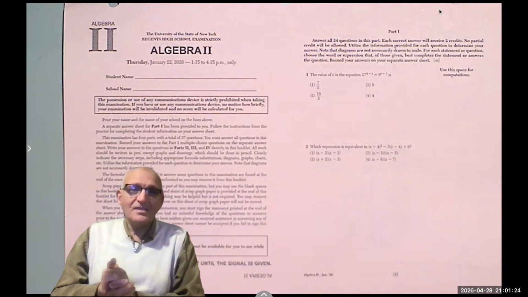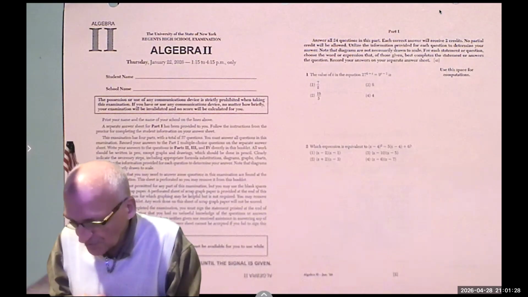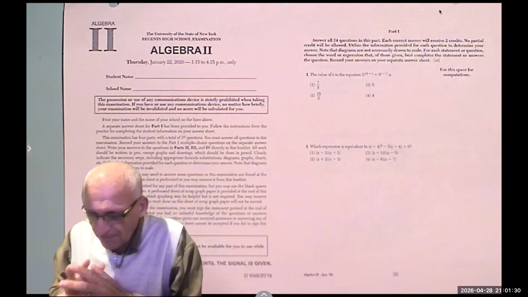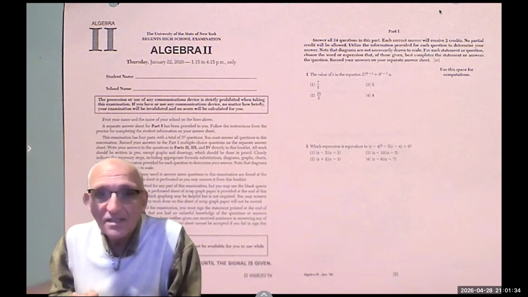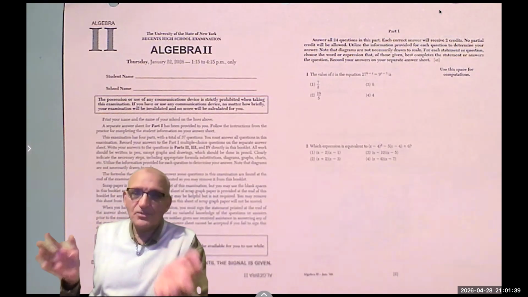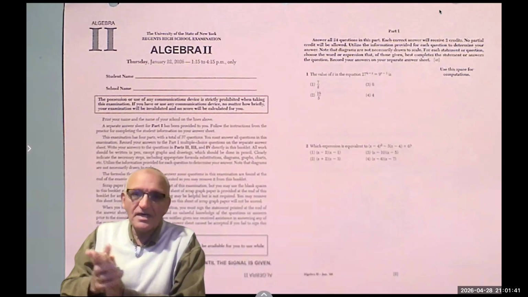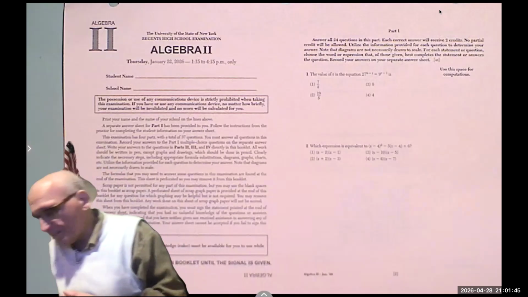Well, today I will start solving a Regents exam for Algebra 2, and this one comes from Thursday, January 22nd of this year, 2026. It's a 3-hour test. It's open, with a graphing calculator and a straight edge. You are allowed these. And there are 4 parts, as you know.